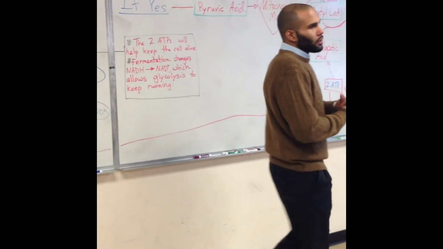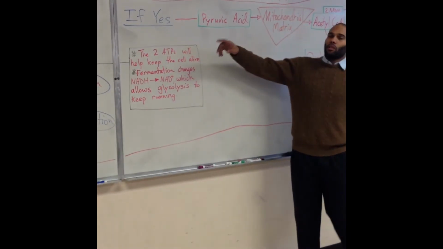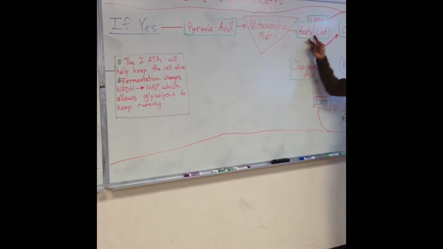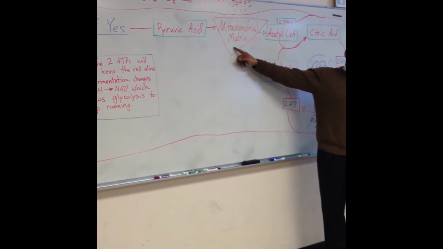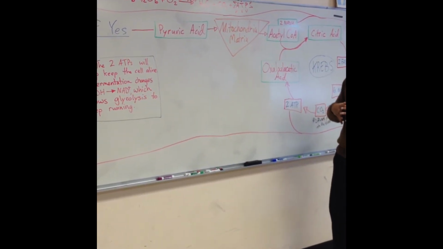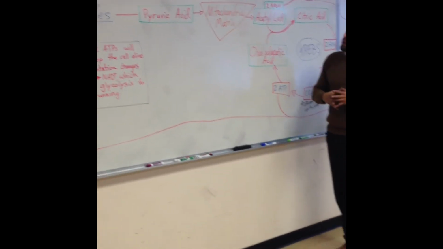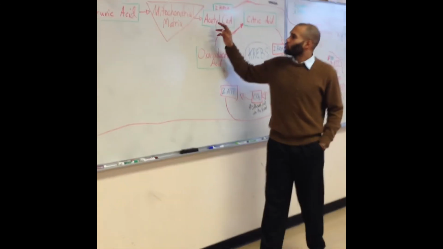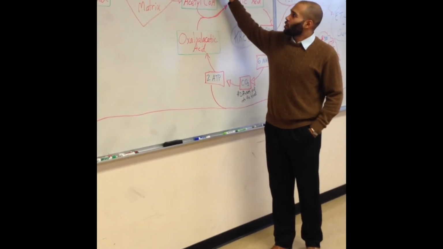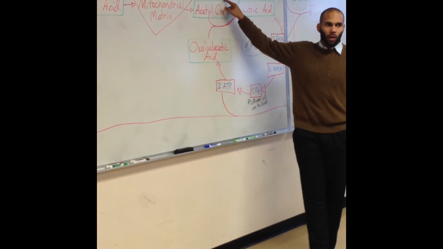Okay, if there is oxygen available, the 2 pyruvic acids will get converted to acetyl-CoA. And that takes place in the mitochondrial matrix. The mitochondrial matrix is the innermost part of the mitochondria. It's inside the inner membrane. Now, by converting pyruvic acid into acetyl-CoA, which is done by coenzyme A, you also make 2 NADH molecules.